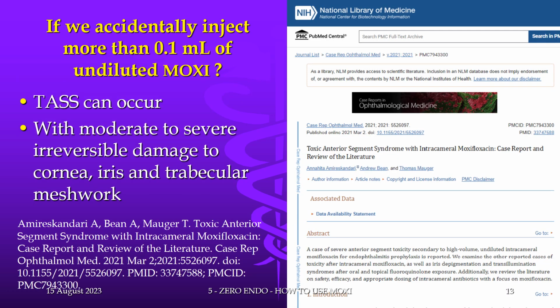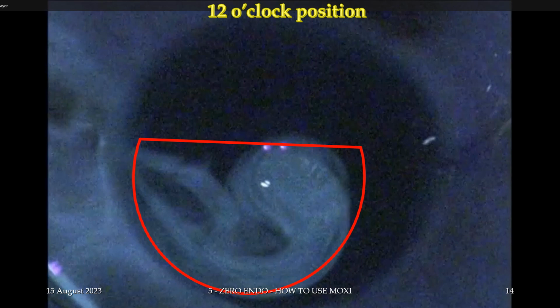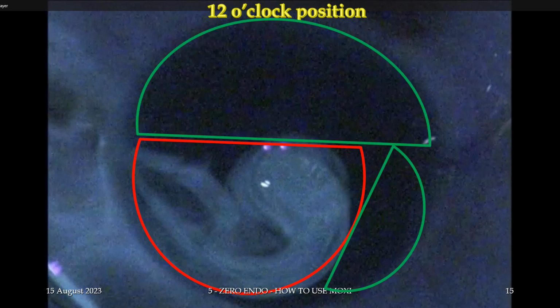If we accidentally inject more than 0.1 ml of undiluted Moxi, TASS can occur with moderate to severe irreversible damage to the cornea, iris and trabecular meshwork. For many minutes or maybe hours, the concentration here can be as high as 5000 micrograms per ml, damaging the corneal endothelium, iris and trabecular meshwork, whereas the concentration there can be zero, because Moxi is not readily miscible in BSS or the aqueous humor, and since it is a heavy molecule, it has a tendency to gravitate downwards.